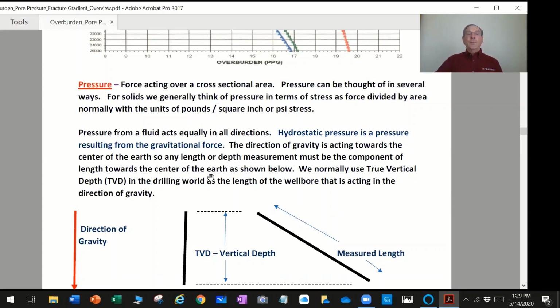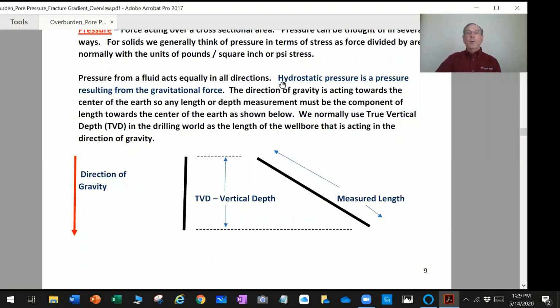Now, pressure from a fluid is unique in that it acts in all directions. So hydrostatic pressure is a pressure resulting from the gravitational force. The direction of gravity is always acting towards the center of the Earth. So any length or depth measurement must be the component of the length towards the center of the Earth, as shown in the diagram below.